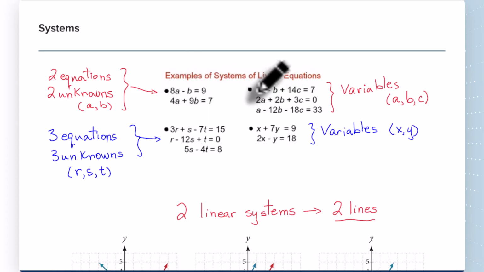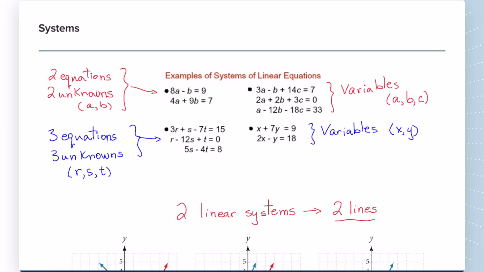Next to it, we've got three equations, 1, 2, 3. There are three variables. You want to find an a, b, and a c that will solve all three of those things. Similarly here, I've got three equations, three unknowns. Here, two equations, two unknowns, and we're looking for an x and a y.